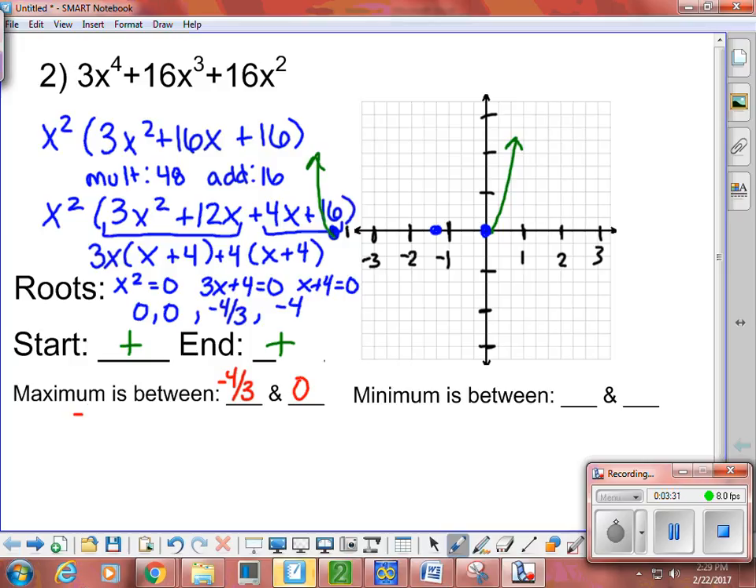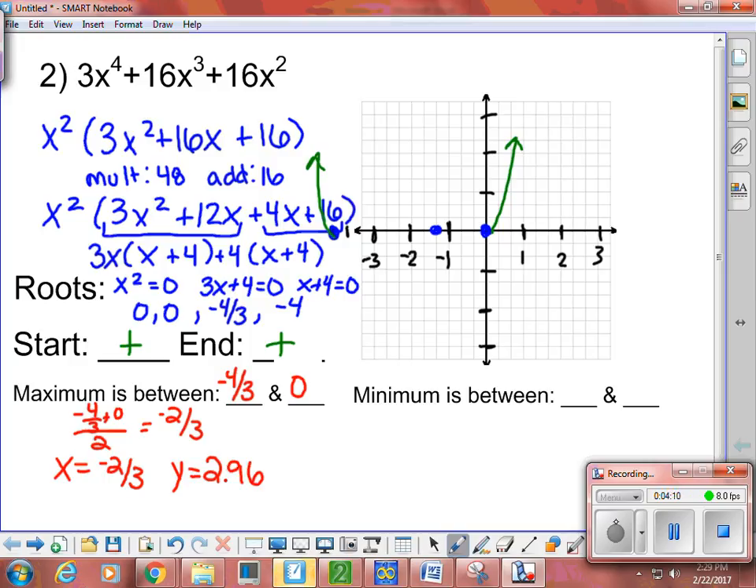So what I want to do then is take negative 4/3 plus 0 and divide it by 2 because I'm trying to find the midpoint of this. Okay, so when I do that, negative 4/3 plus 0 divided by 2, I get negative 2/3. So negative 2/3 is what I'm plugging into the equation. That's my x value. So I'm plugging negative 2/3 into my Desmos table, and what that's going to give you back is positive 2.96.